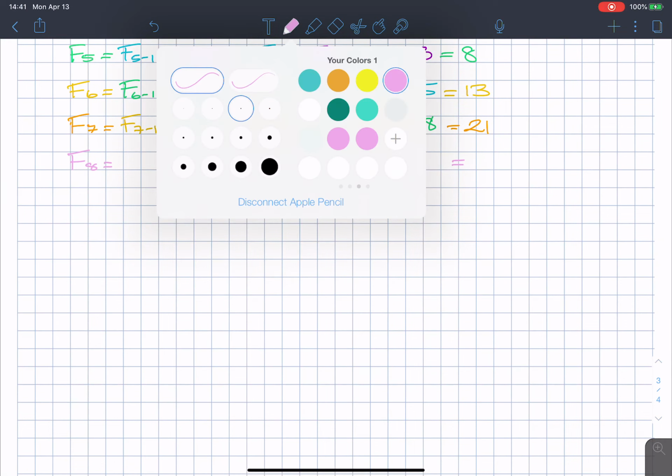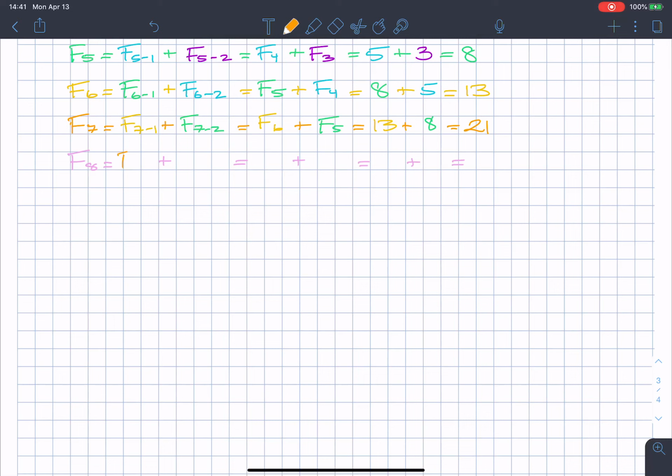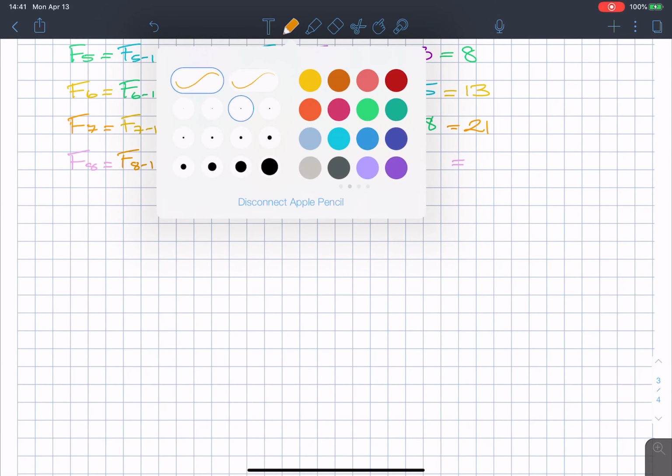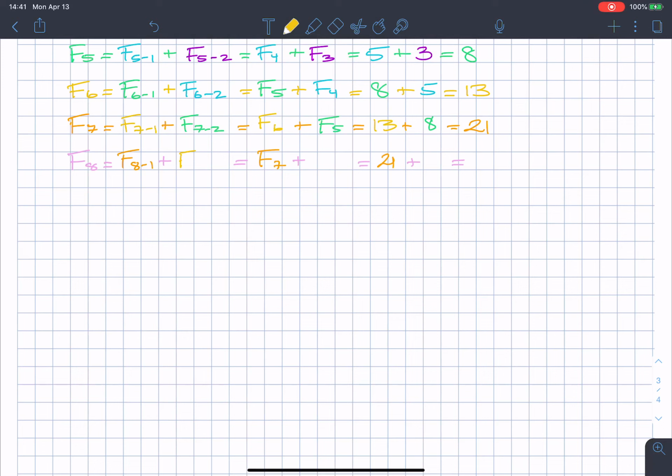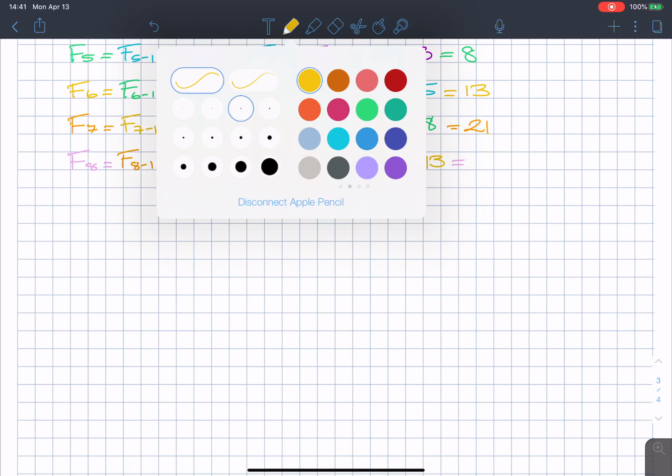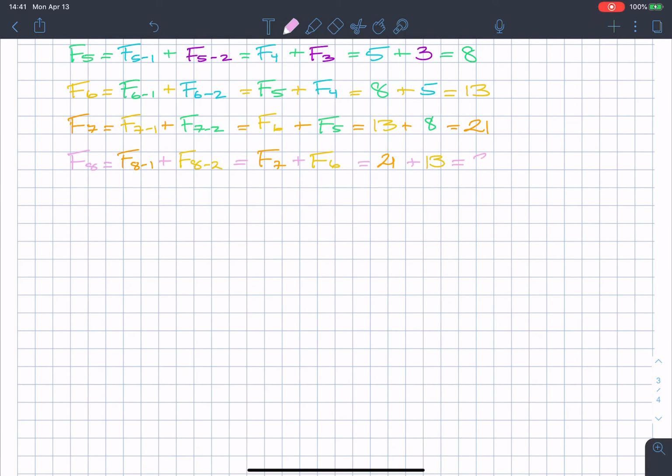Okay, so that's going to be f sub 8 minus 1, which of course is f sub 7, which we found to be 21, to which we're adding f sub 8 minus 2, which is f sub 6, which we found to be 13. So 13 and 21 is 34.